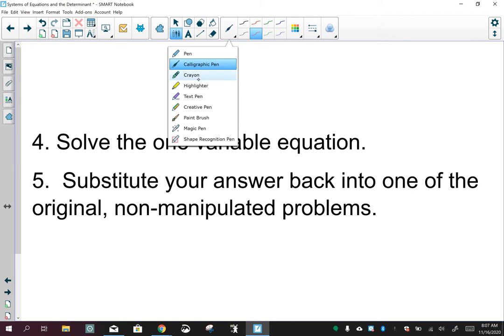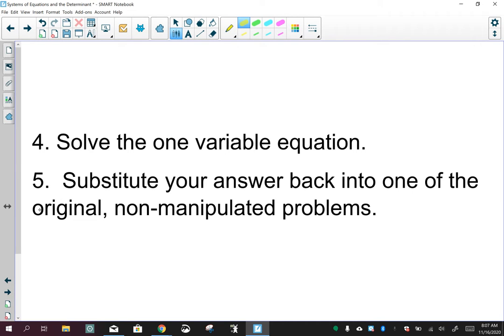Here is the most important part: substitute into the original non-manipulated problem. Doesn't matter which one you choose, but the key is it has to be non-manipulated. So if you multiplied both of them, you need to go back to the original one and ignore the multiplication piece, okay? So let's take a look.